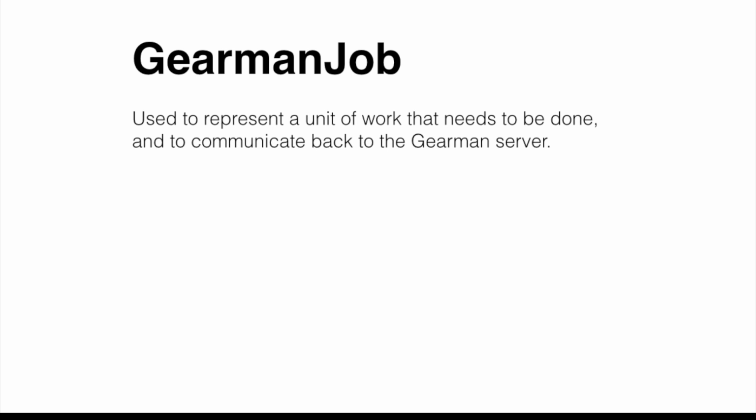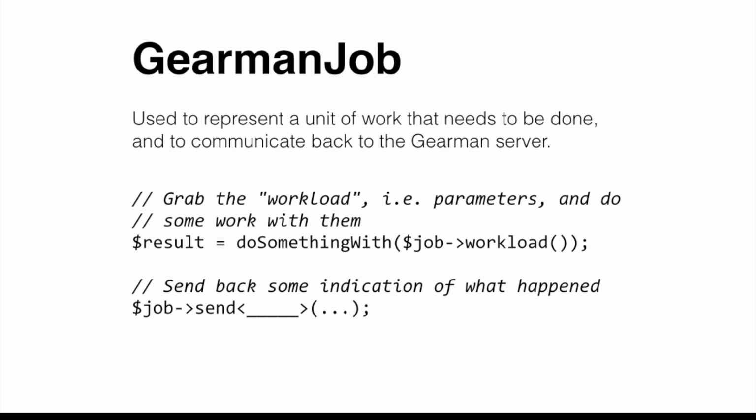The Gearman job is what represents that unit of work that needs to be done, and then is used to talk back to the Gearman queue server. So the Gearman client that we used earlier, and we sent that workload, that's going to appear on our worker as a Gearman job. And here we're able to get the workload. The workload is the parameters that we pass along with it, the hello world, and that's how the worker is going to know what it needs to do with this particular job. And then the worker can send back a response if the client is waiting for one.